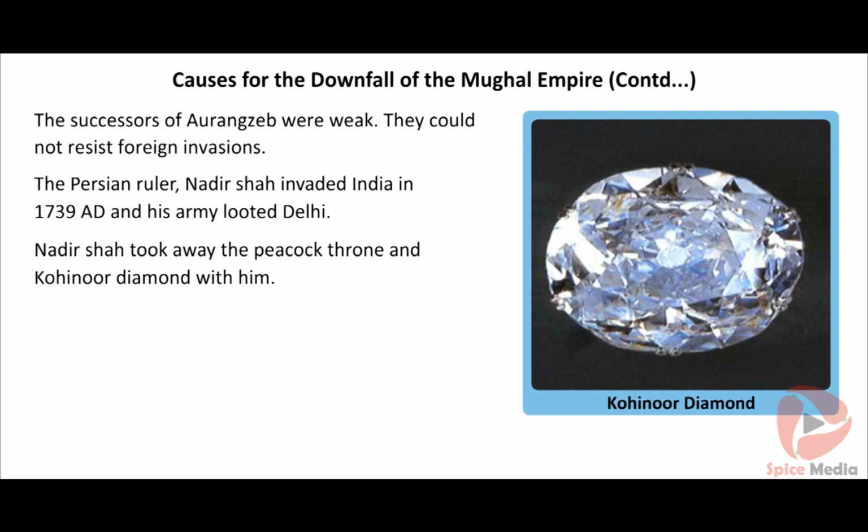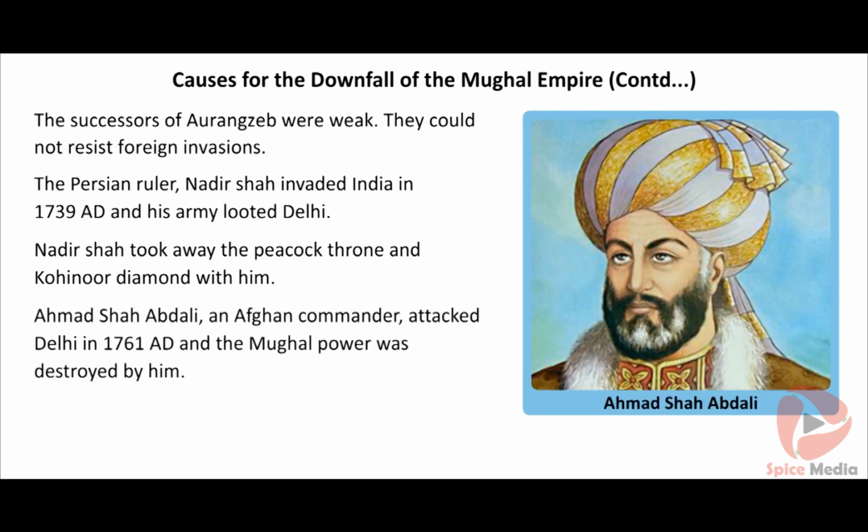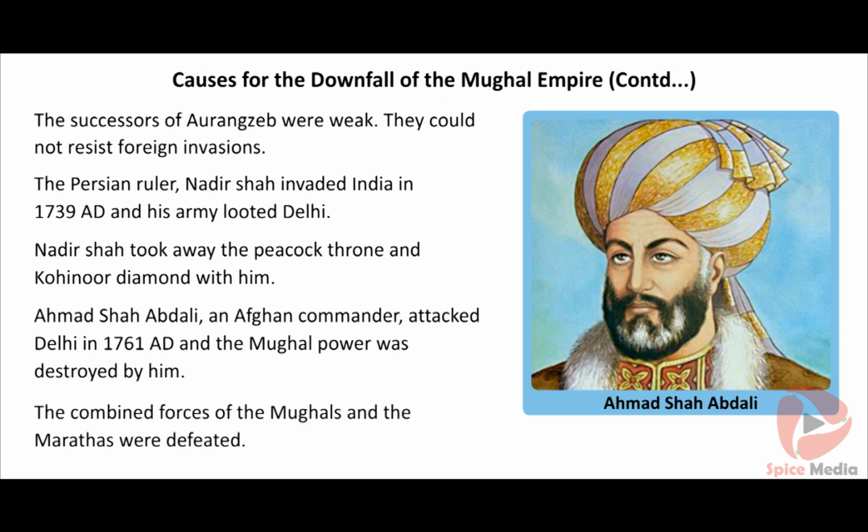The next invasion was by Ahmed Shah Abdali, an Afghan commander who attacked Delhi in 1761 AD. In the Third Battle of Panipat in 1761 AD, not only the Mughals, but the Marathas who came to help the emperor were defeated. This led to the complete destruction of the Mughal power. Only Delhi, Agra and Gujarat remained under the Mughal possession.